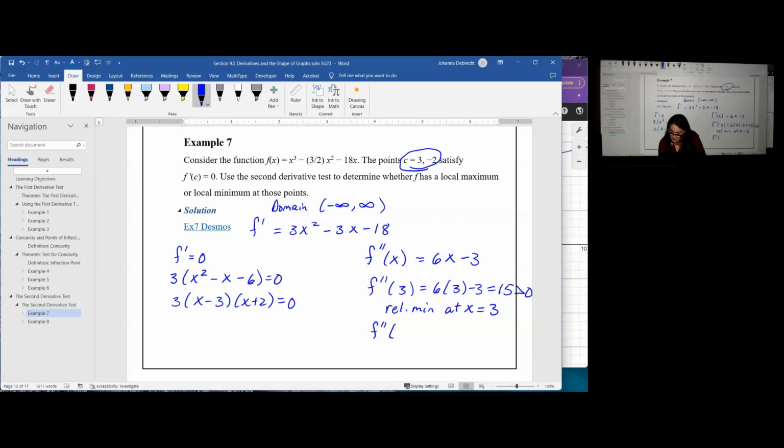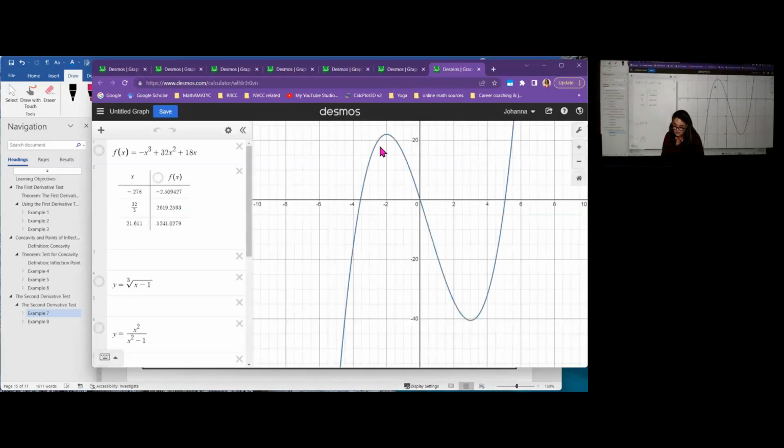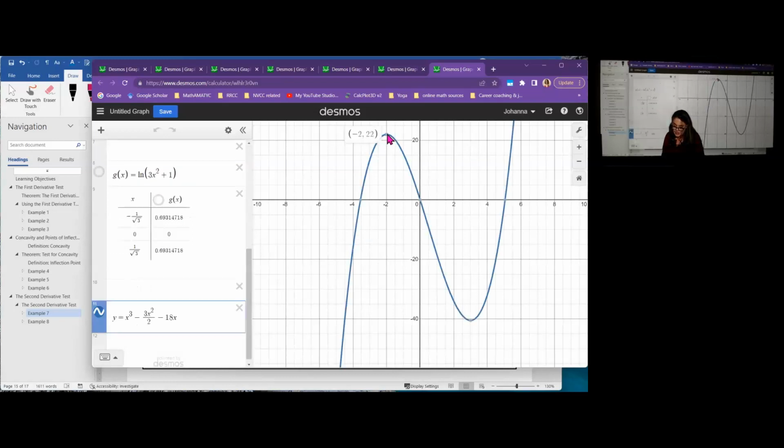When I test the second derivative at the other critical point, negative 2, I get negative 12 minus 3, which is negative 15. That's a negative value, which tells me it's concave down, so I must have a relative maximum in the graph at x equals negative 2. Let's take a look at this graph and see what it looks like. You can see here that I do, in fact, have relative extrema at those locations.